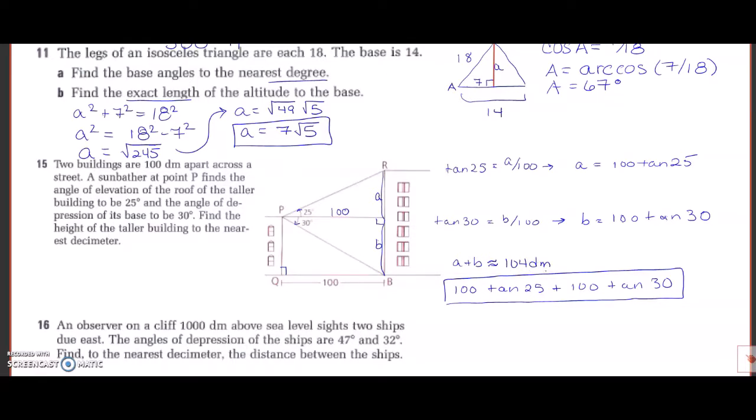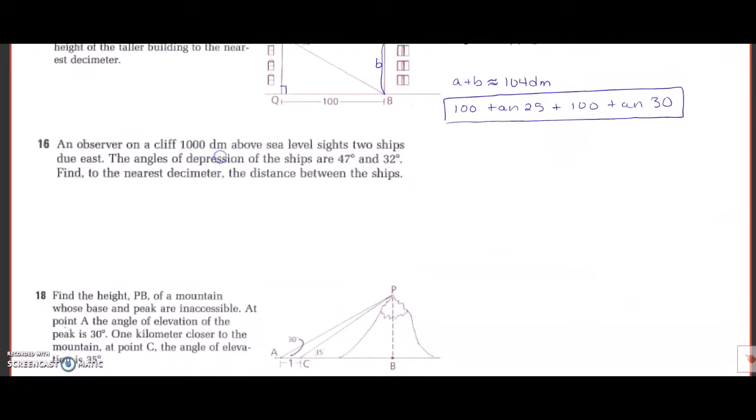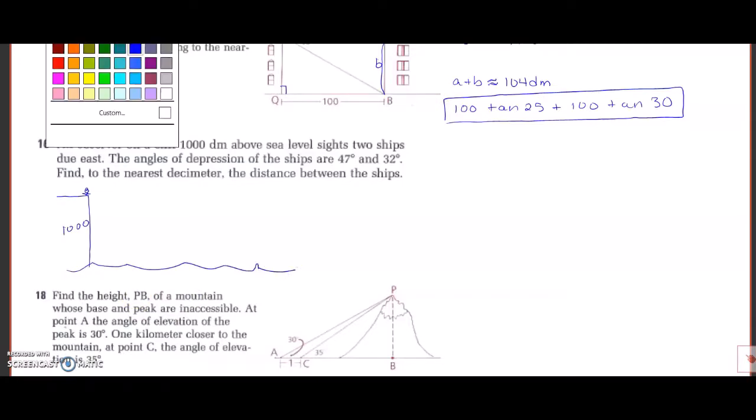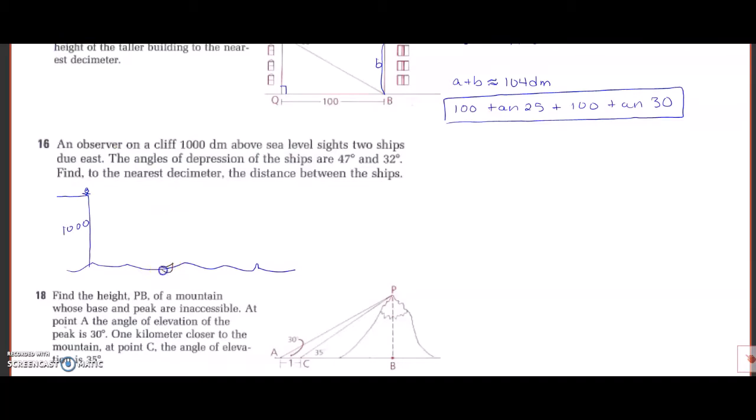And I'll put the unit in there. An observer on a cliff. So there's our little stick man, 1,000 decimeters above sea level. And he sights two ships. So there's boat 1, there's boat 2.